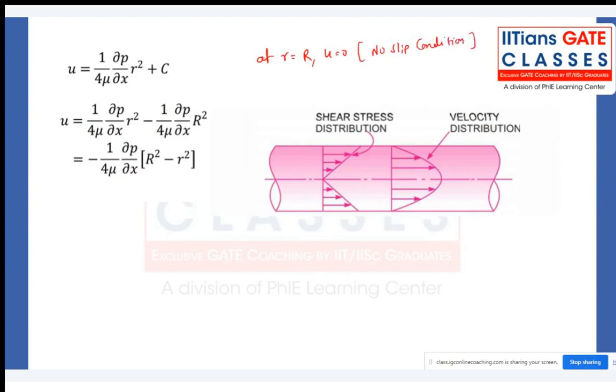Once again, you might be thinking, sir, hydrophobic fluids or some other fluid which has a slip condition. That is PhD work. That is not there in the GATE syllabus, right?